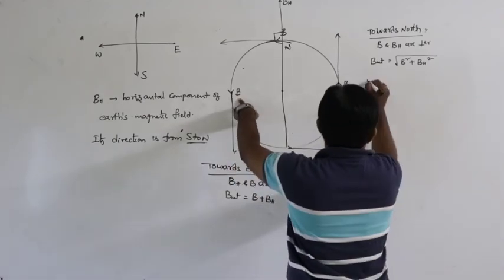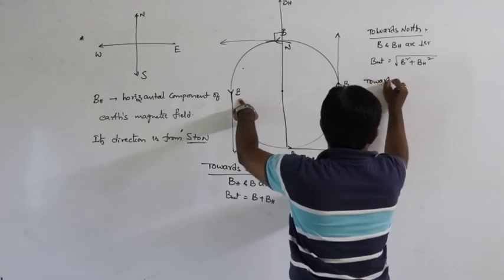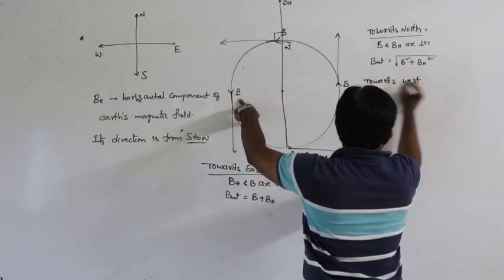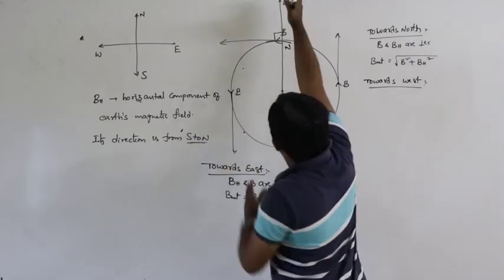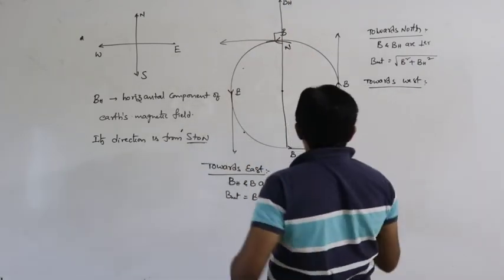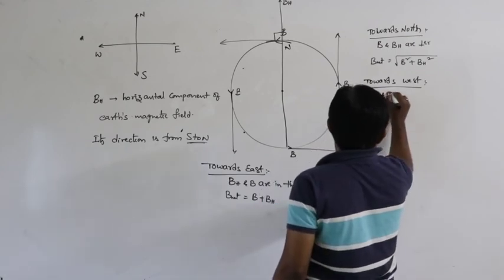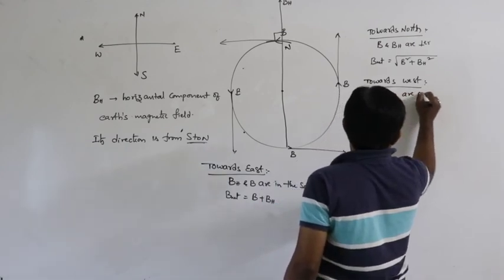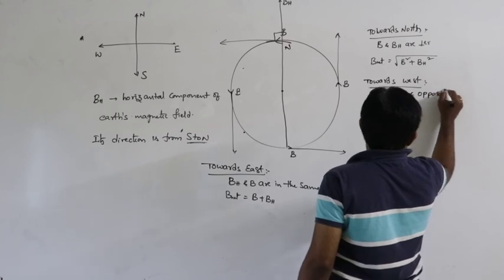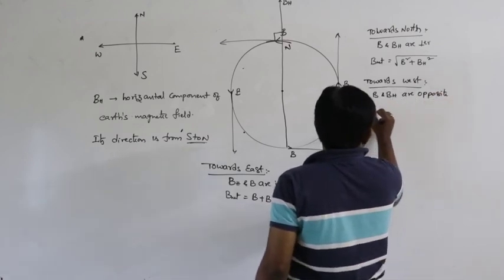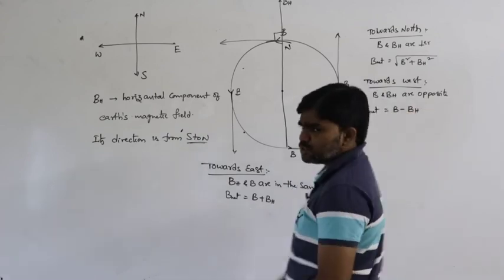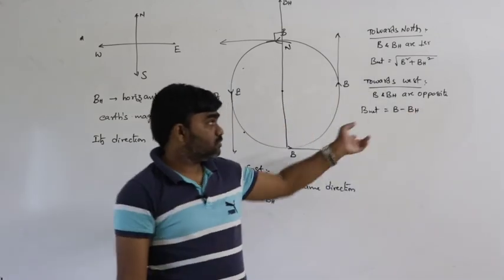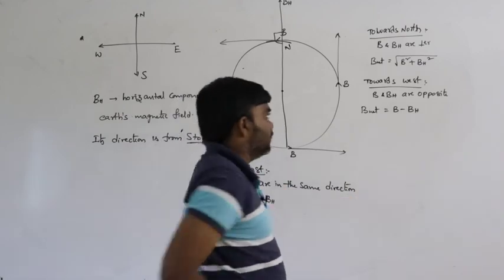Next, towards west, this is BH and this is the direction of B. B and BH are opposite. Therefore B net is equal to B minus BH, or BH minus B.